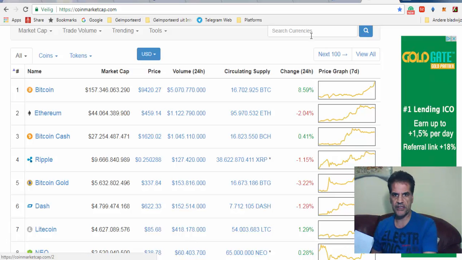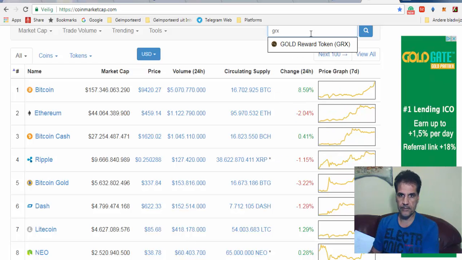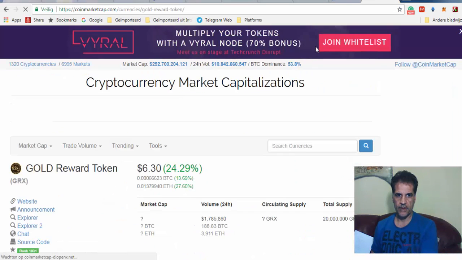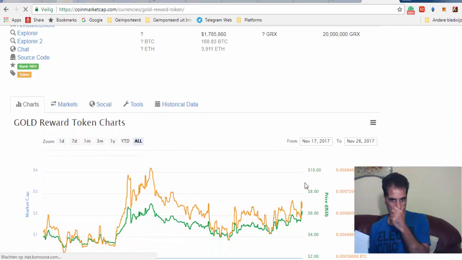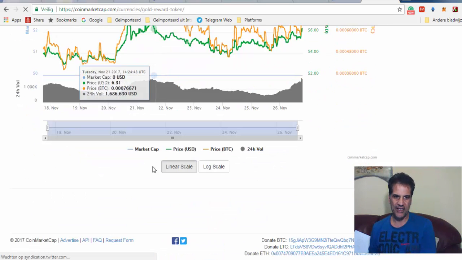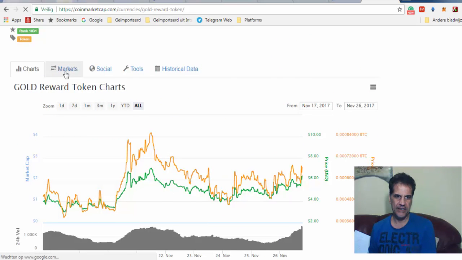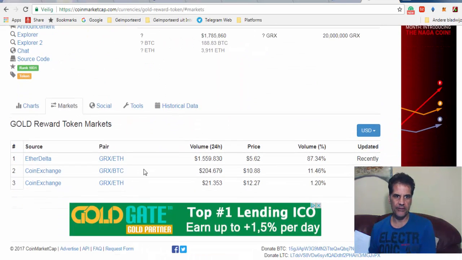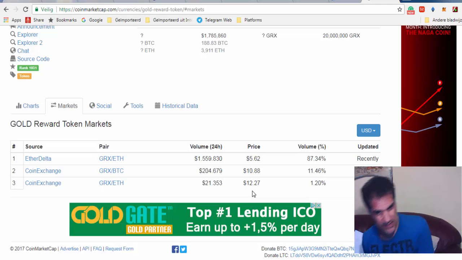just let me see how much it is. Just bear a moment with me. GRX. $6.3 billion, but this is not the true value of GRX. If you look at the markets, oh, they have it also here because it wasn't there in the beginning when I looked. You see, 10.88, 12.27.